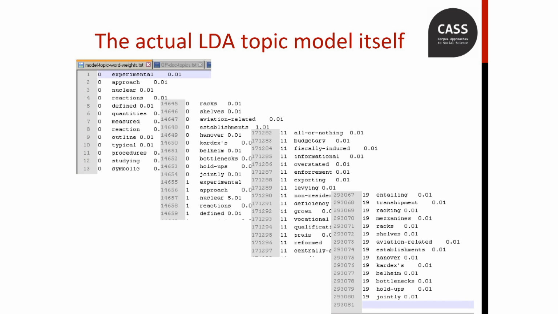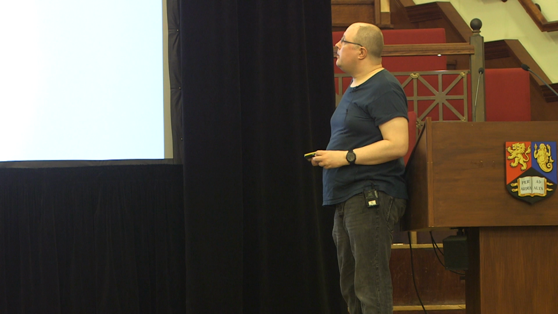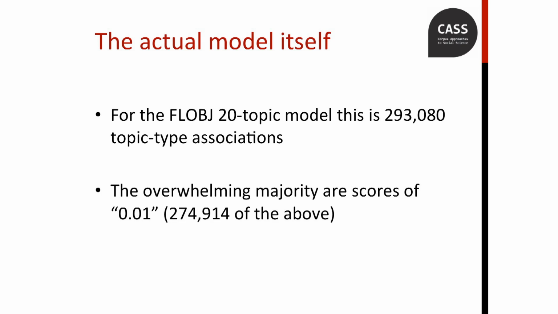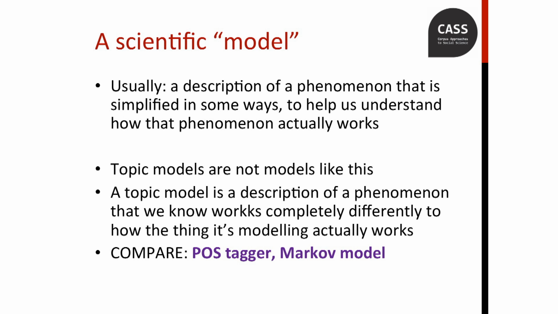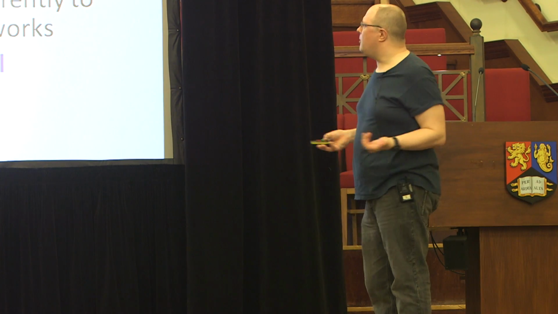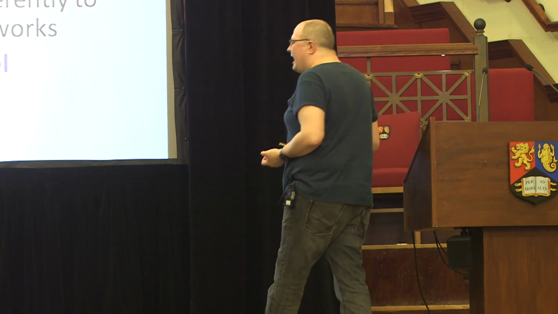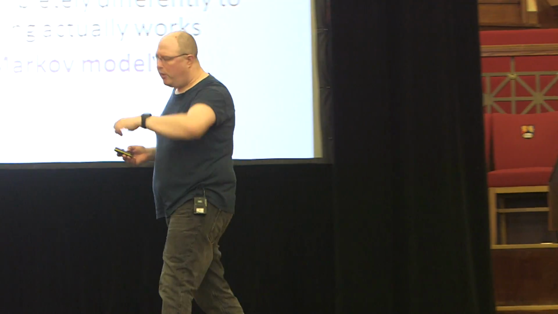Now you can see that most of the numbers are 0.01, which is the lowest possible score. It means one Scrabble tile somewhere at the bottom of the urn. But that's all there. For the 20-topic model, that's 200 odd. The overwhelming majority, 274,000 out of 293,000, are 0.01. But do people ever look at that? Should they? If not, are we ignoring most of the actual topic model? Now, again, I've criticised topic, but what about model?